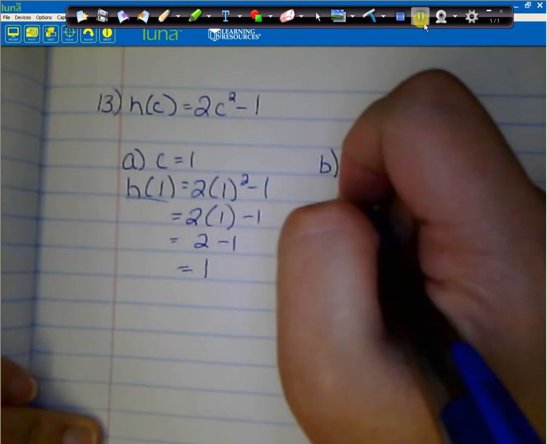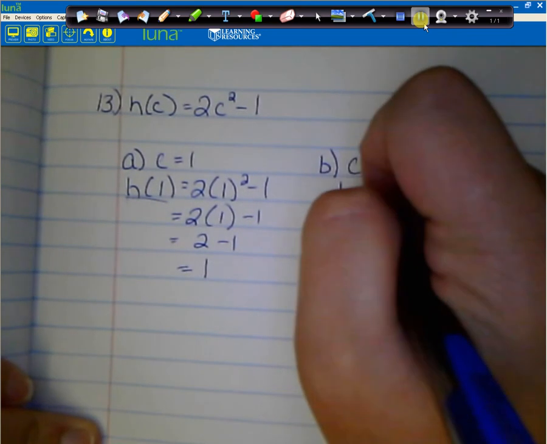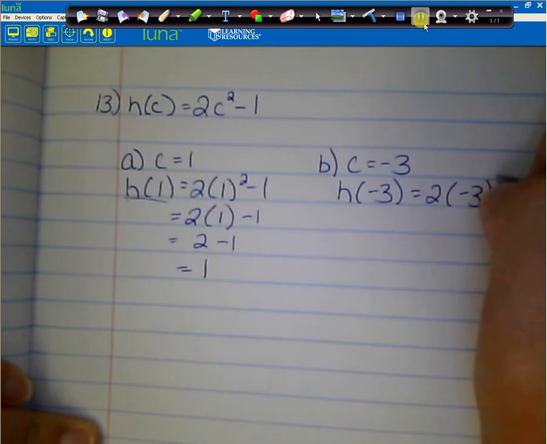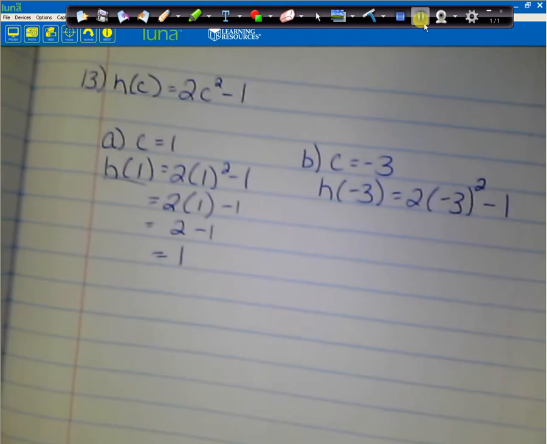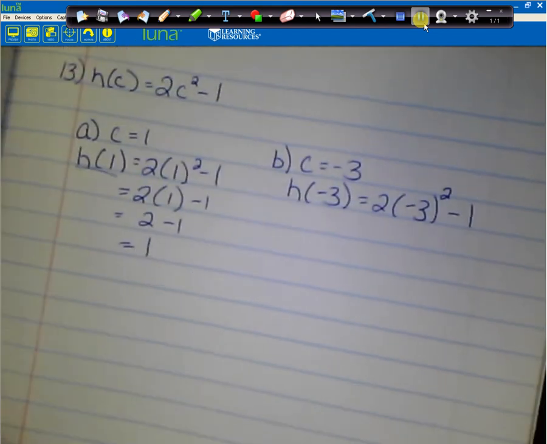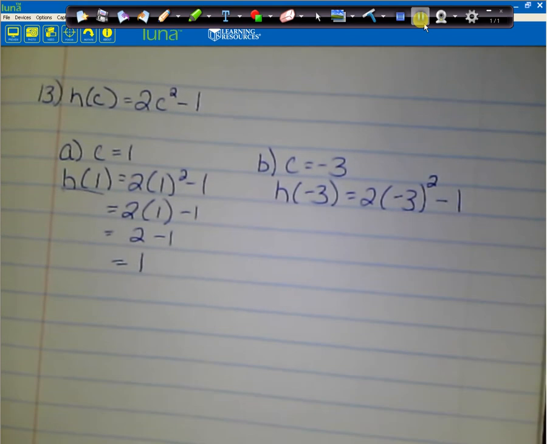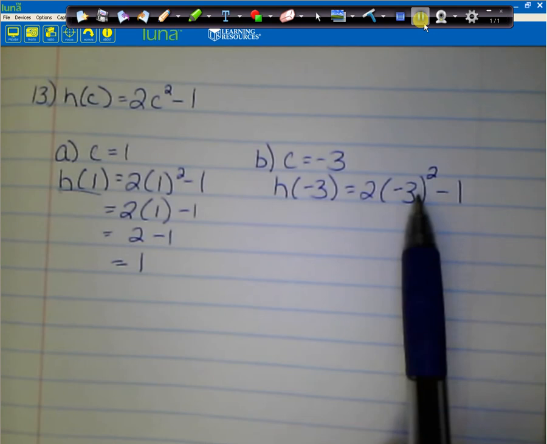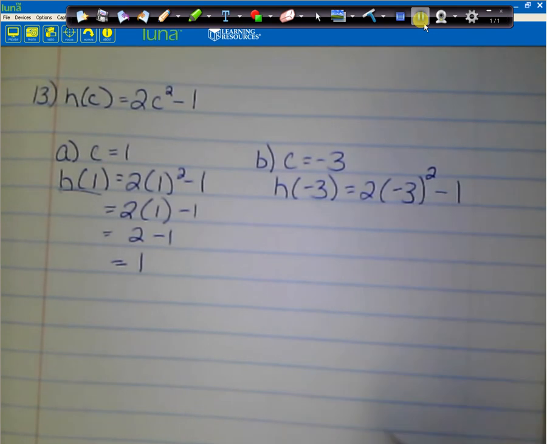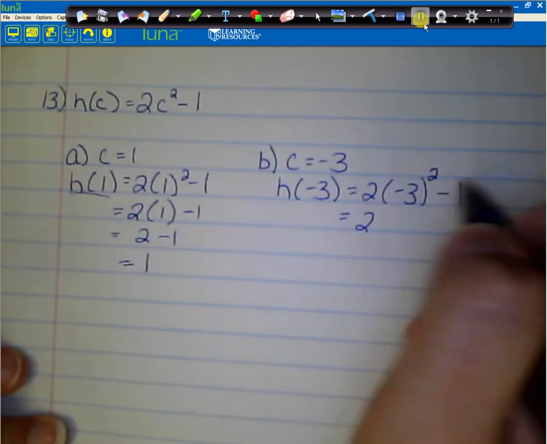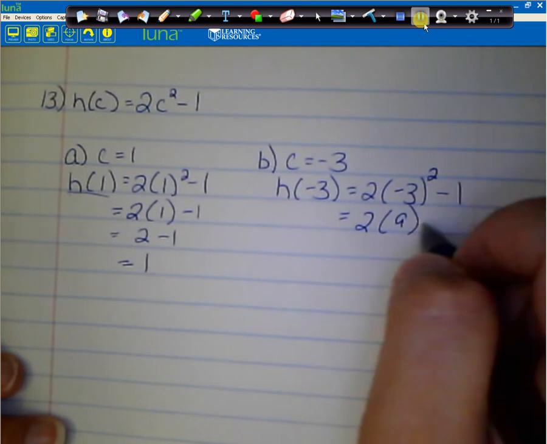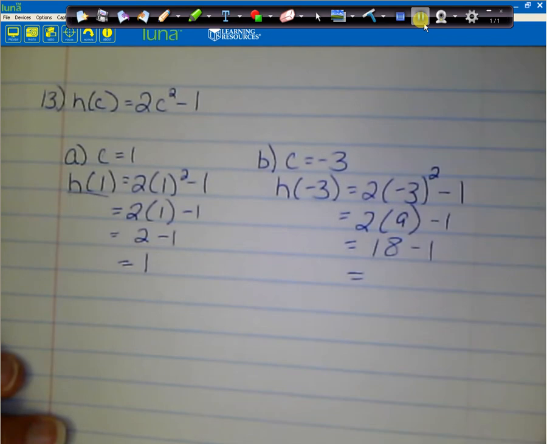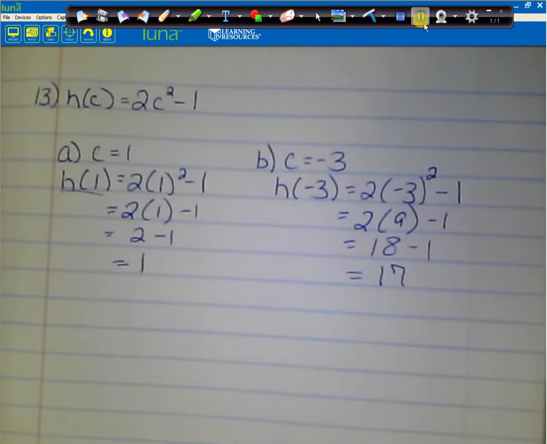Now you're going to evaluate when c is -3. So we're going to say h of -3 equals 2 times (-3) squared minus 1. And again, make sure anytime you're plugging the number in that you have parentheses around it, especially if there's an exponent. Again, be careful. You're not going to multiply these first. You have to take the -3 and square it first. So (-3) squared is 9. 2 times 9 is 18. And 18 minus 1 is 17.